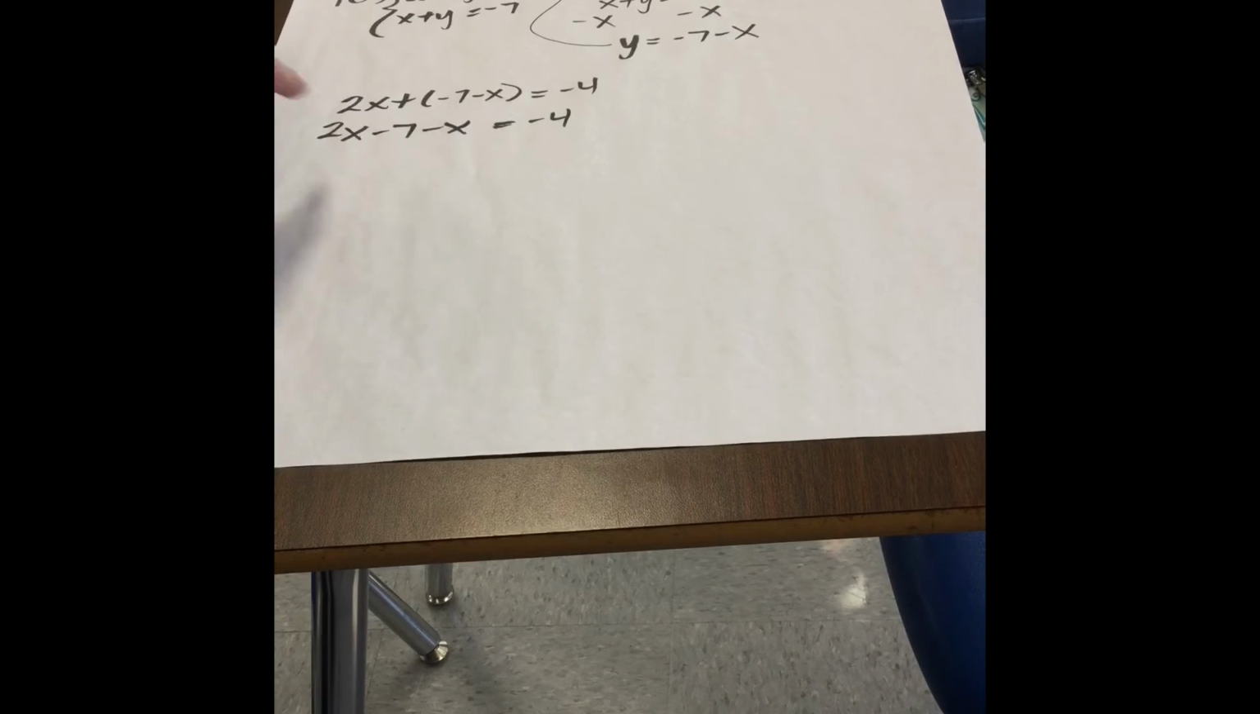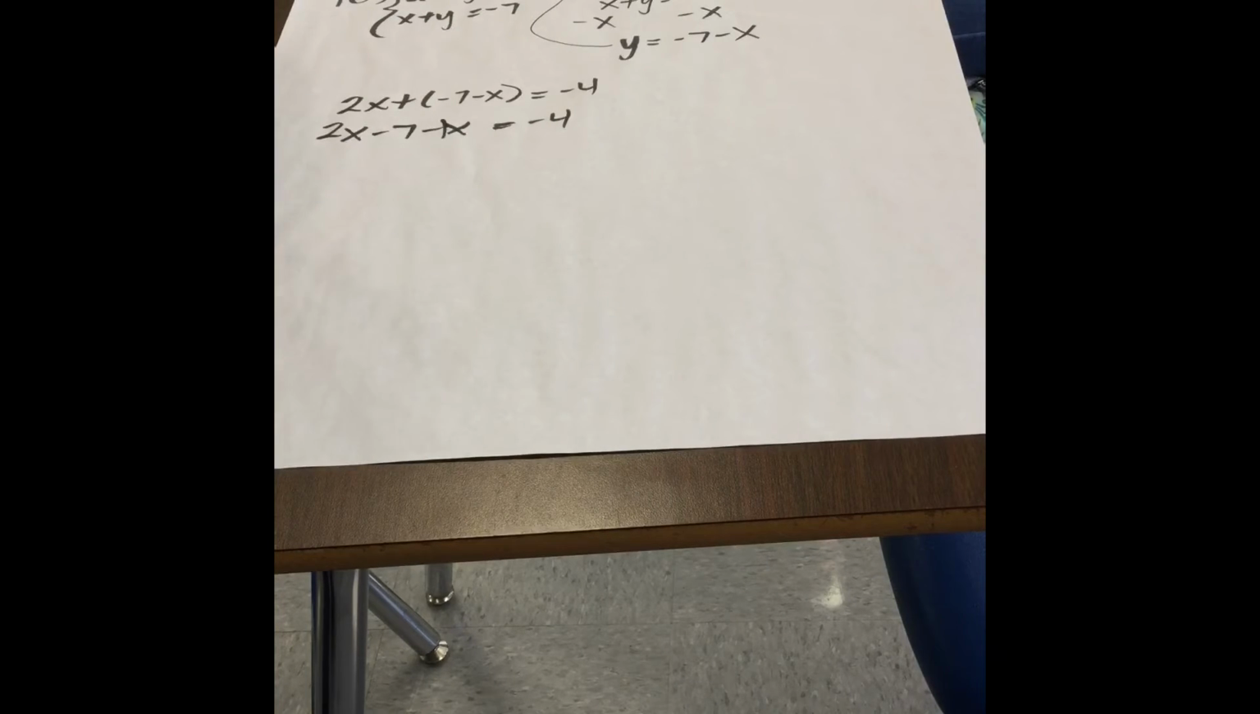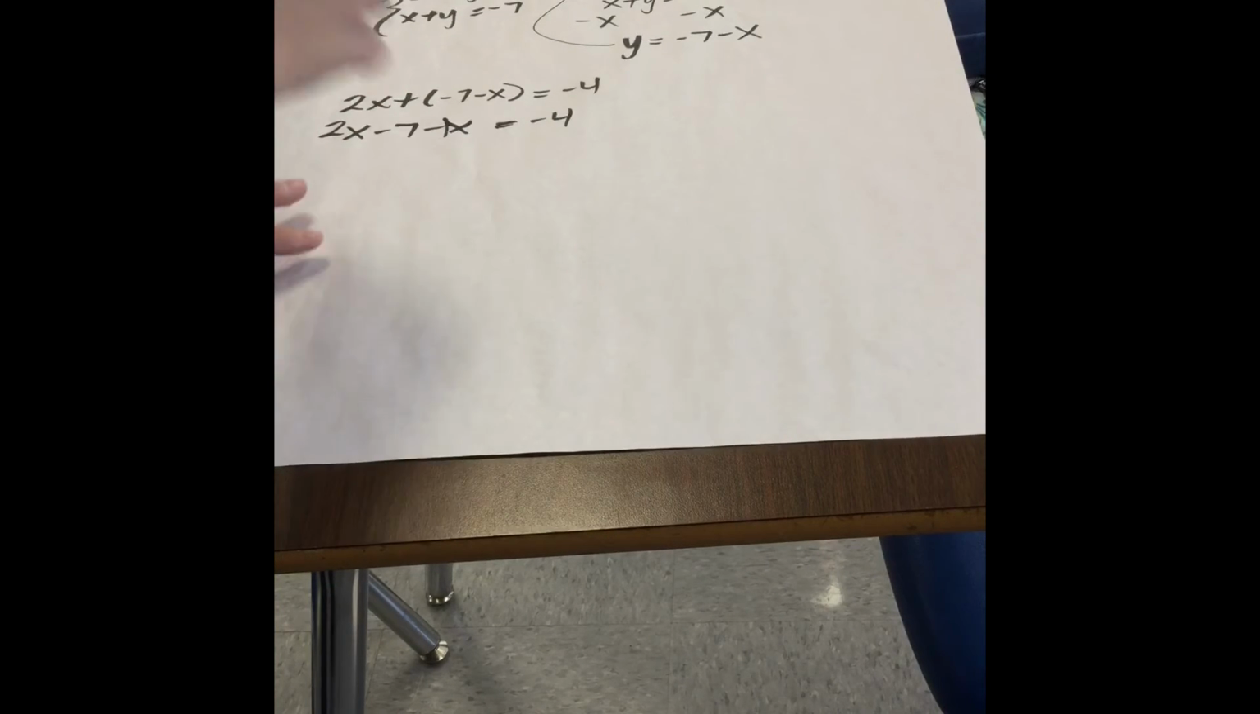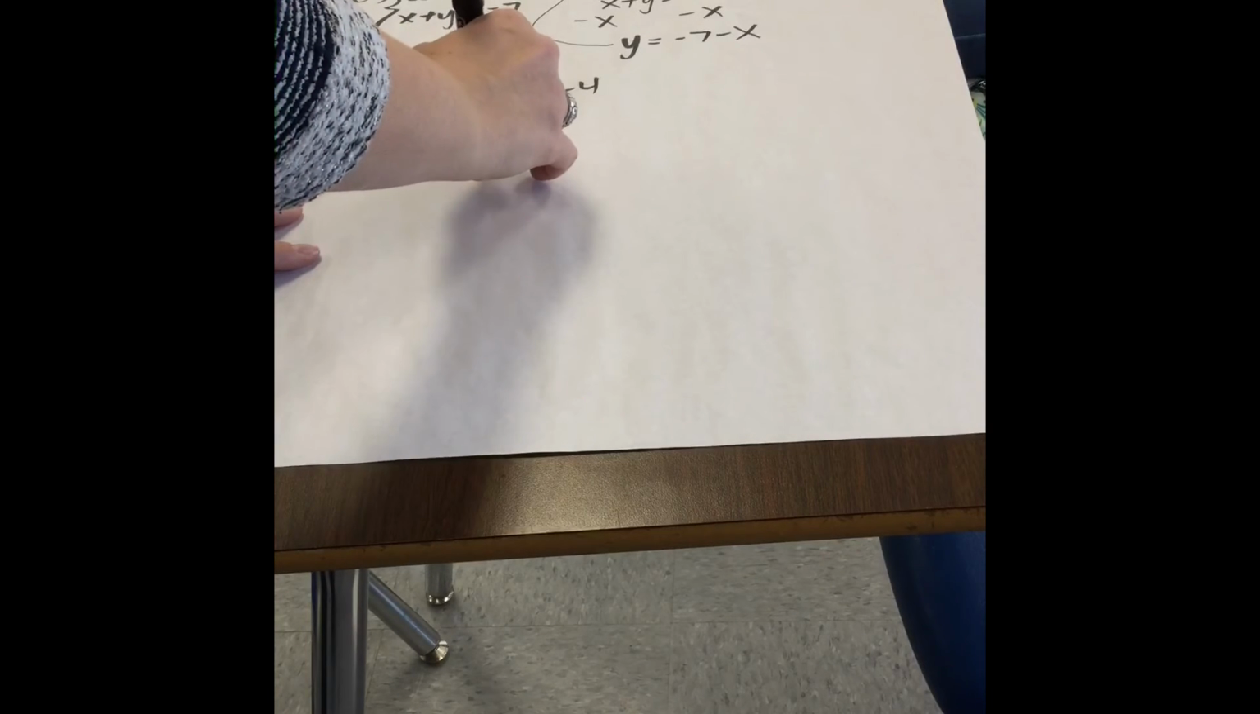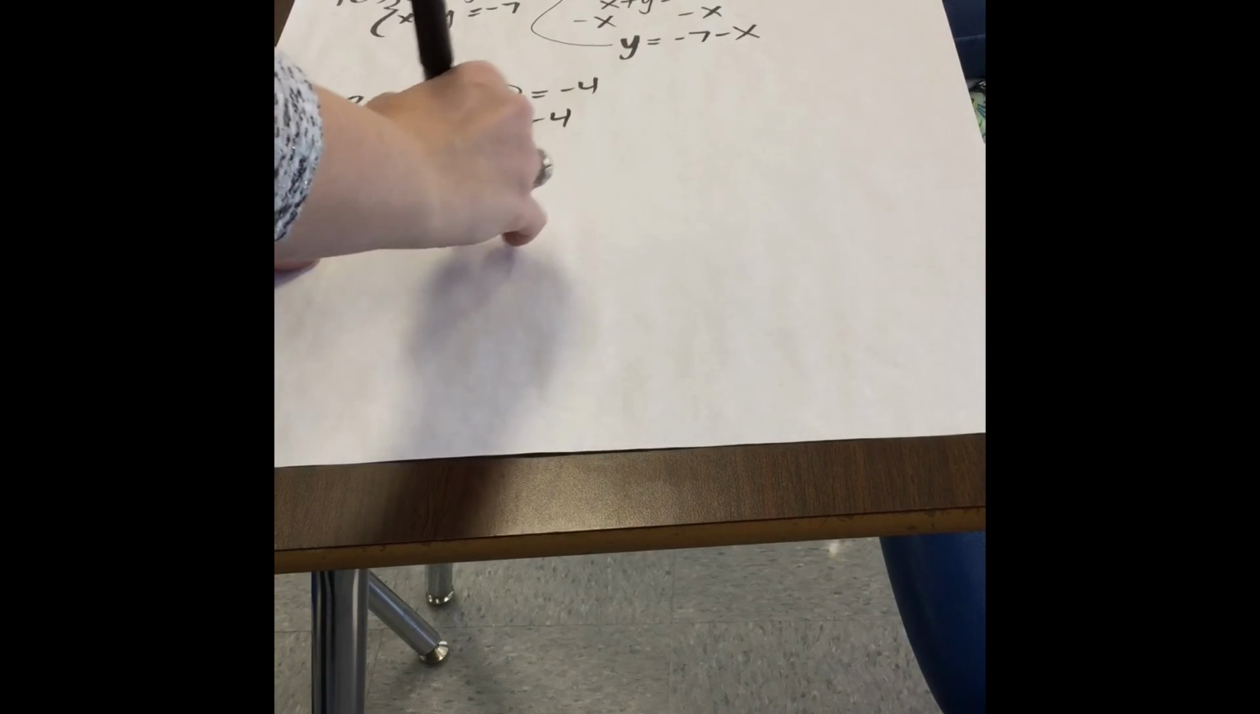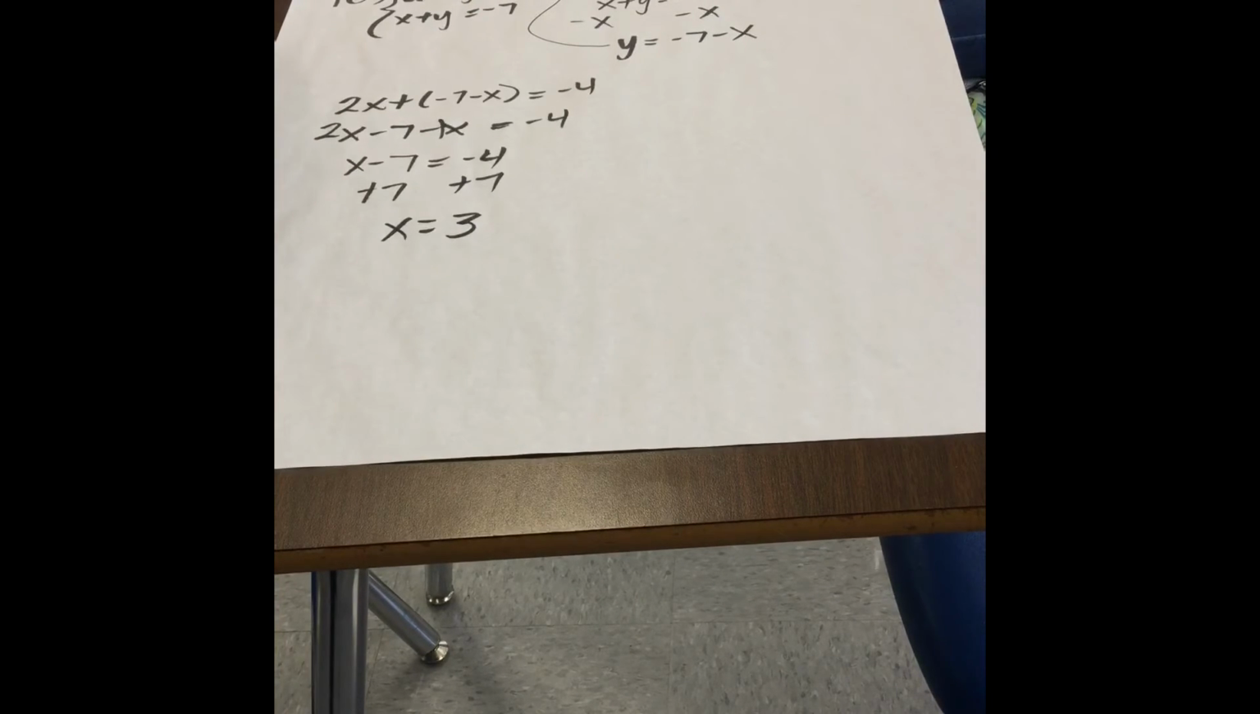I combine my like terms, so 2x minus x. That would be an understood 1. So 2 and negative 1 makes 1. So that would be 1x, which is just x. Continue to solve by adding 7, and x equals 3. So that's half my solution.